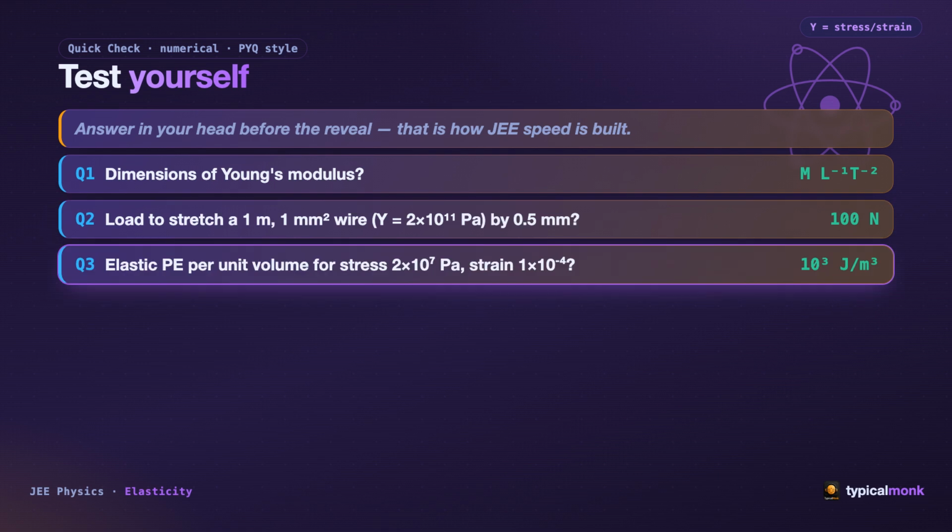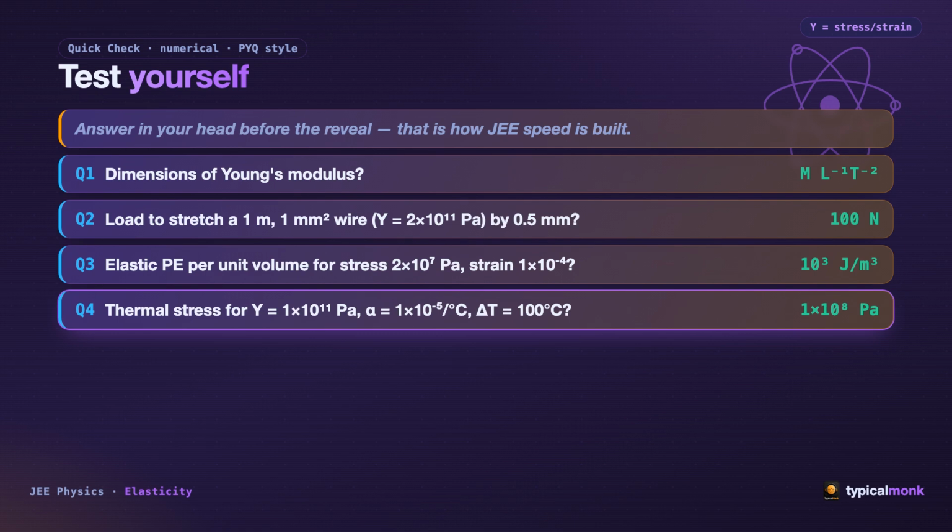Question 3. What is the elastic potential energy per unit volume for a stress of 2 times 10 to the power 7 Pascal and a strain of 1 times 10 to the power minus 4? 1/2 of stress times strain gives 1000 joules per cubic meter. Question 4. What is the thermal stress for Y equal to 1 times 10 to the power 11 Pascal, alpha equal to 1 times 10 to the power minus 5 per degree, and a temperature change of 100 degrees? Y alpha delta T gives 1 times 10 to the power 8 Pascal.